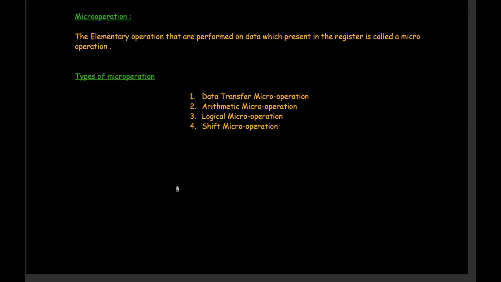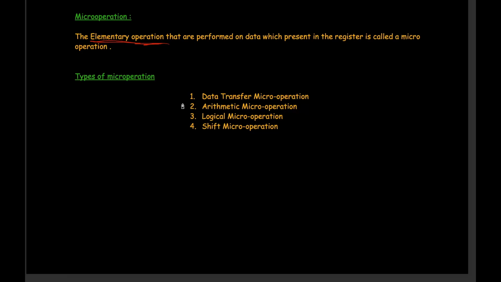Now we'll see what a macro operation is and what the types of macro operation are. The elementary operation that is performed on the data present in a register or in memory is called a macro operation. Operation means addition, subtraction, data transfer from one register to another, memory to register data transfer, or register to memory data transfer. That is called a single, elementary operation. This elementary operation is called one macro operation.